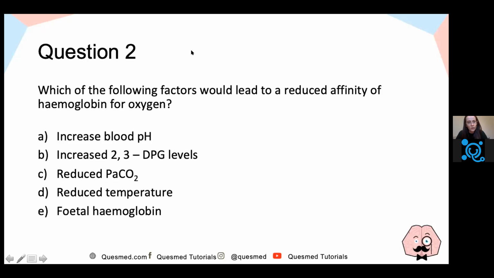So we've got 38% saying increased 2,3-DPG levels, and then a few for increased blood pH and reduced temperature. Okay, that's fine. So the correct answer is B, increased 2,3-DPG levels.